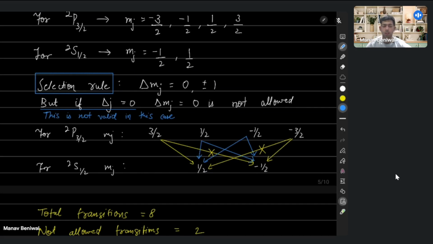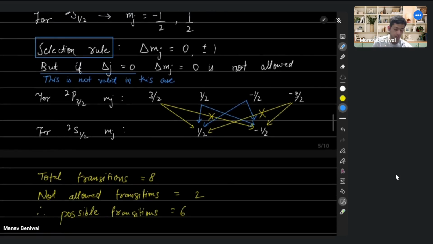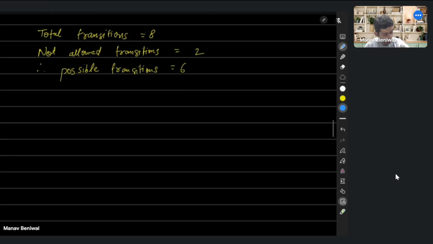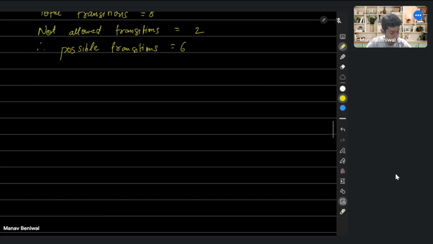Therefore we just map out all the possible transitions, which are 8, and then we remove the not allowed transitions which are blocked by the selection rule, which is 2, and therefore we get possible transitions as 6. Okay, that was a problem based on selection rules when we have transition from one state to another.